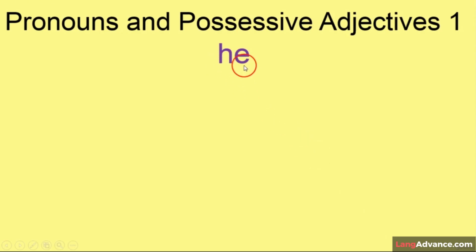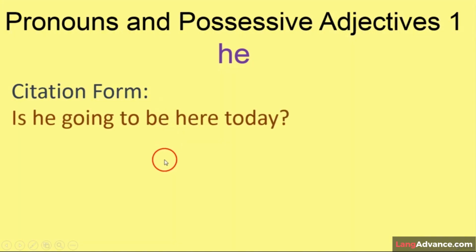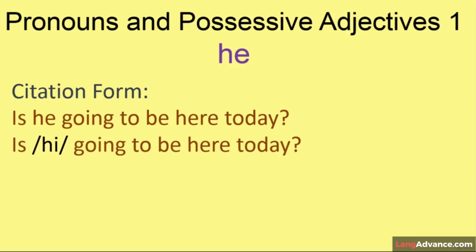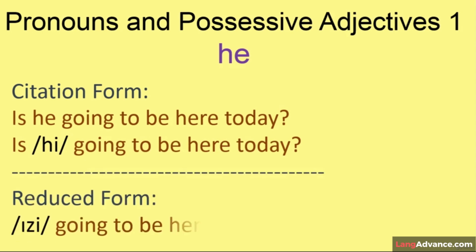Now let's look at the pronoun he. We have the sentence, is he going to be here today? Repeat. Is he going to be here today? But in reduced form, we drop the sound of the H, and combined with is, we say, is he?